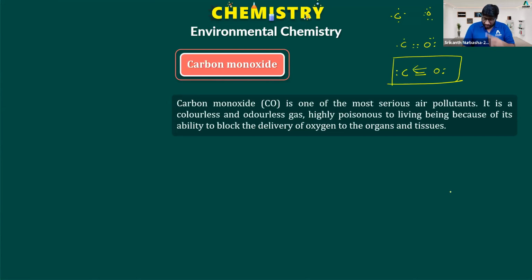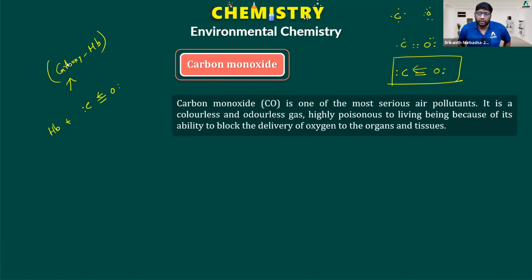Carbon monoxide is one of the most serious air pollutants. It is a colorless and odorless gas. When you look at hemoglobin, carbon monoxide forms a complex with hemoglobin known as carboxyhemoglobin. Carboxyhemoglobin is a much more stable complex. Why? Because carbon monoxide is a strong ligand.